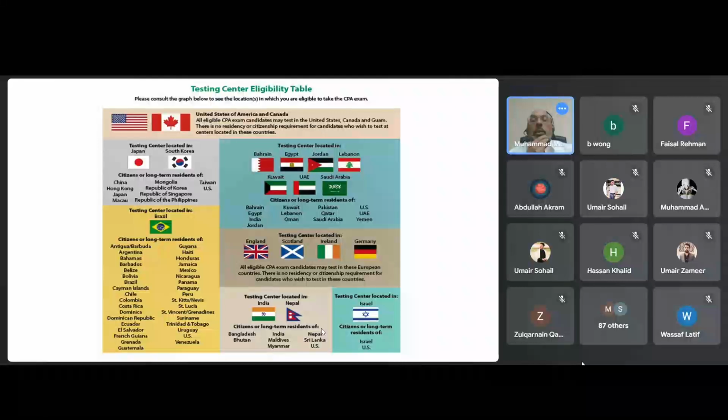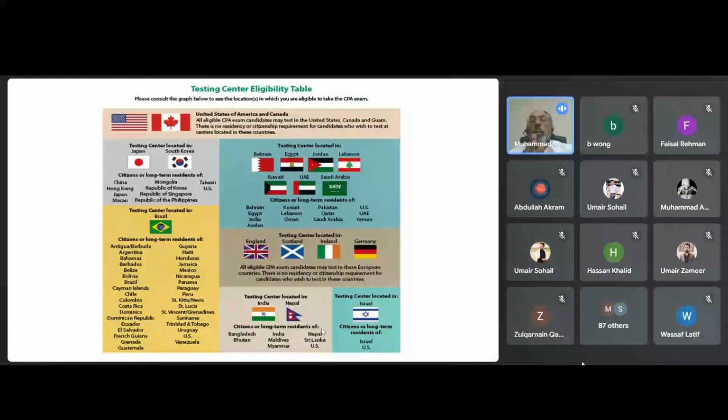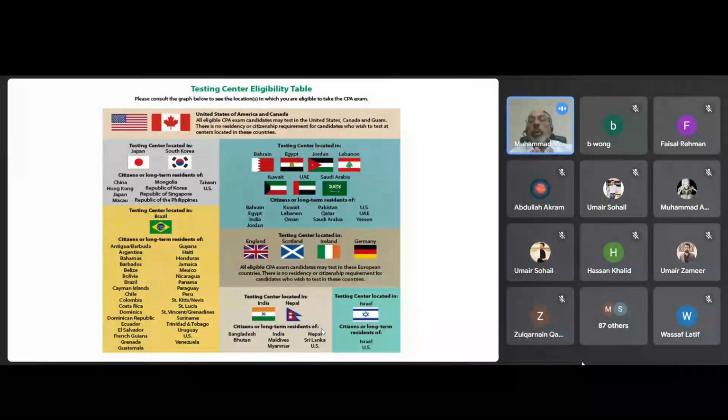Then comes the Middle East. You can see 7 countries in the Middle East, but they have put there the list of countries whose citizens or long-term residents can take the exam there, even on a visit. Like Pakistan is in the third column. On top of the third column, you can see that Pakistanis on a visit visa can go to these countries and take the exam there.